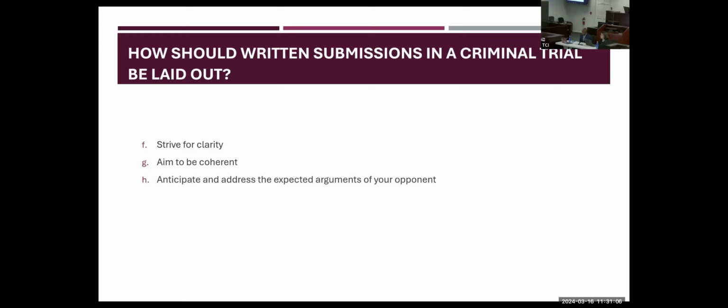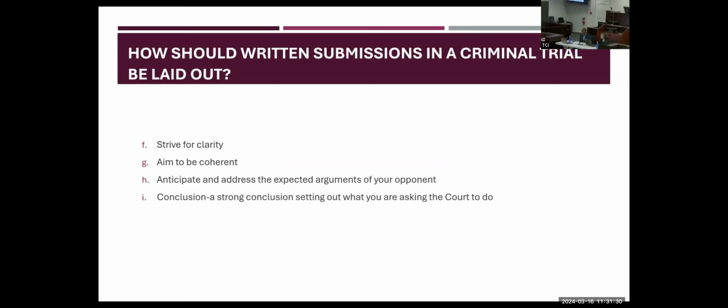Always an important point, and I think Justice Morley emphasized this: think about how, before you even get your response from your opponent, your opponent is likely to try and answer your points, and try and weave into your own arguments a response to that. Anticipate and address those arguments.